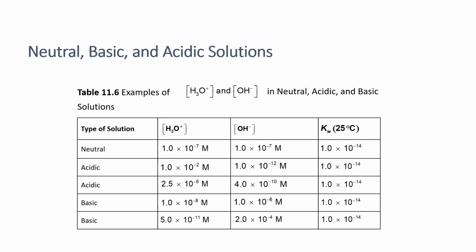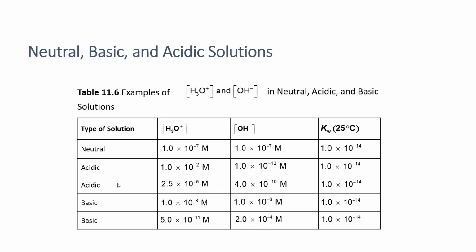Here's a table that shows some examples of hydronium ion concentration and hydroxide ion concentration in different neutral, acidic, or basic solutions. So we can see here in a neutral solution, the concentration of hydronium ion and hydroxide ion are equal, and they're both equal to 1.0 times 10 to the negative 7 molar. The product of these two is 1.0 times 10 to the negative 14, which is our constant Kw.